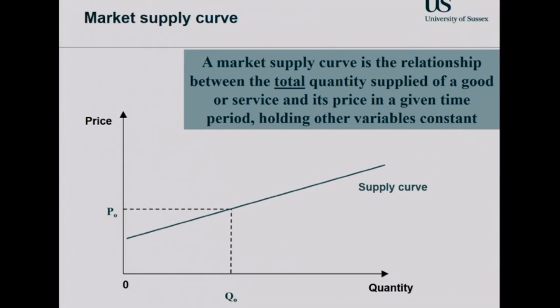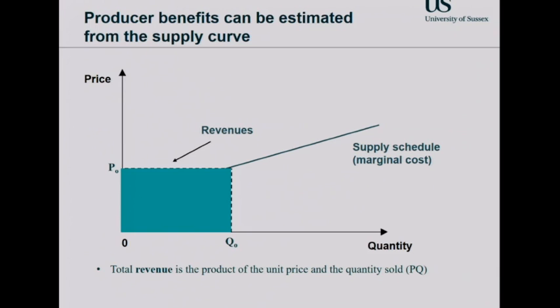Okay? So that rectangle there is a measure of the amount of money that these producers are getting. They're producing Q, 100 tons of corn at price P, £10 a ton. They're getting £1,000. That's a measure of the revenue they get from selling this good on the market.